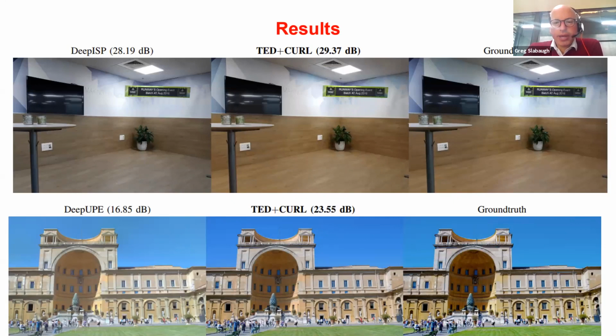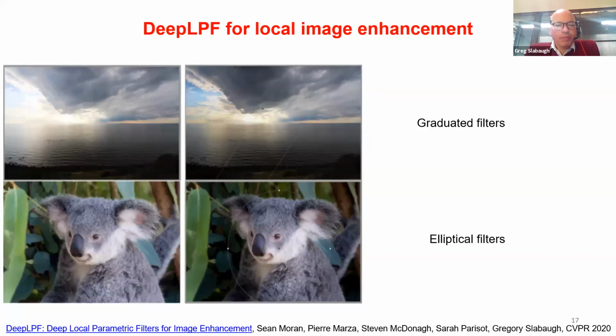So that was CURL. And by the way, if you have any questions, feel free to interrupt me at any time, but we can also answer questions at the end. So CURL was estimating these curves and applying them globally to the image. We were also quite interested in operations, again inspired by Photoshop, where the enhancement is more local. So maybe you don't apply that enhancement uniformly to the entire image, but you apply it in a particular region spatially in the image. And in fact, in Photoshop, there are graduated filters.